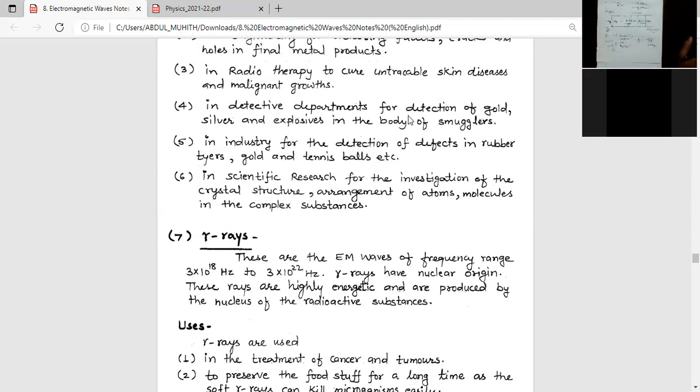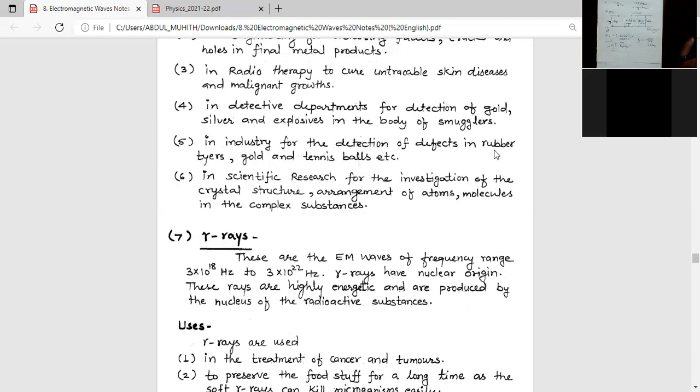In the detective department, they are used for detection of gold, silver, and explosives in the body of a smuggler. At airports, when you cross immigration, and even in expos, everywhere they use this. They use X-rays to detect gold, silver, and explosives in the bag.